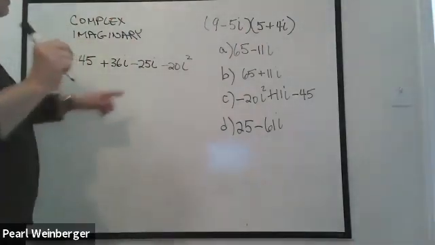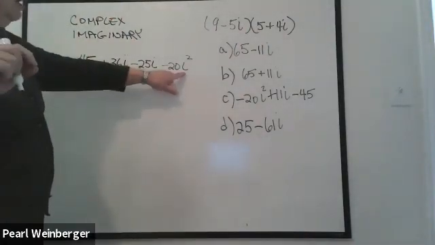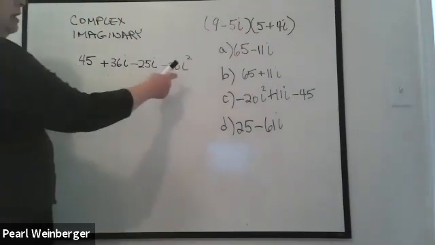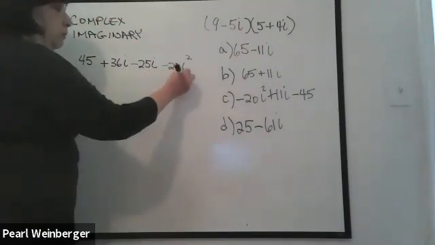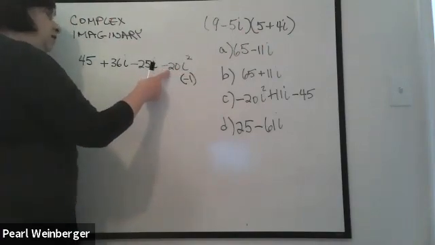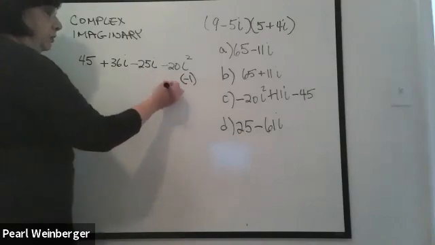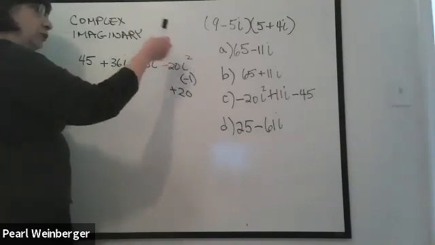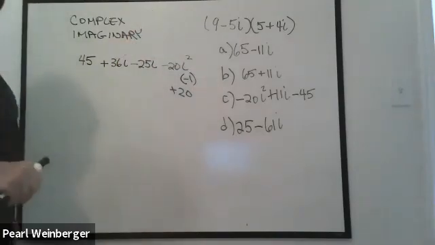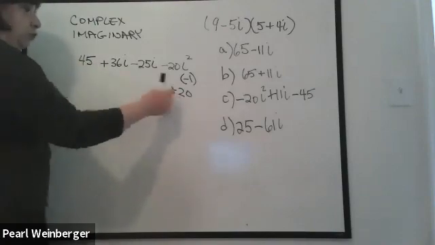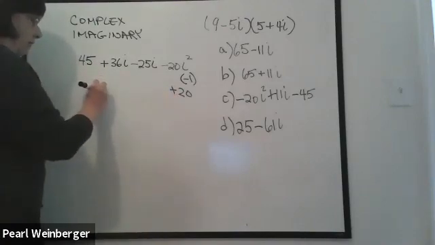That's the most common mistake, is people forget that i times i gives them i squared. Notice then, I see this i squared, I'm going to replace this with a negative 1. So this is going to give me negative 20 times negative 1, which is positive 20. No i in it, because i squared is negative 1. It no longer has an i in it. So I combine the 45 and the 20, which is 65.